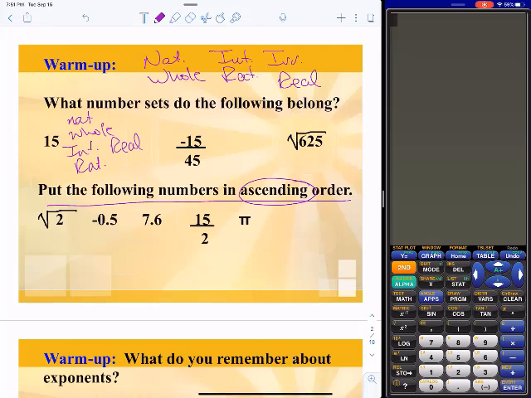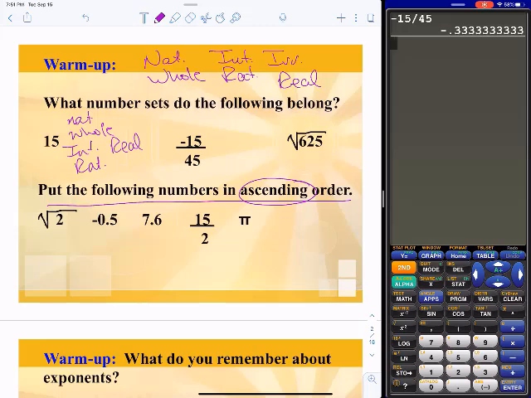Okay, now the negative 15 over 45, what we may want to do with that one is plug it into our calculator. So if I type in negative 15 divided by 45, so we can see what that looks like, we end up with negative 0.33333333333 as you see on the calculator.